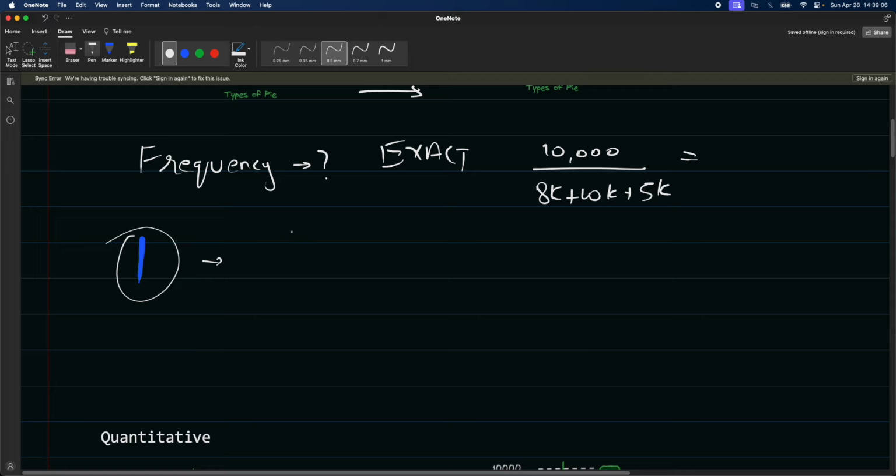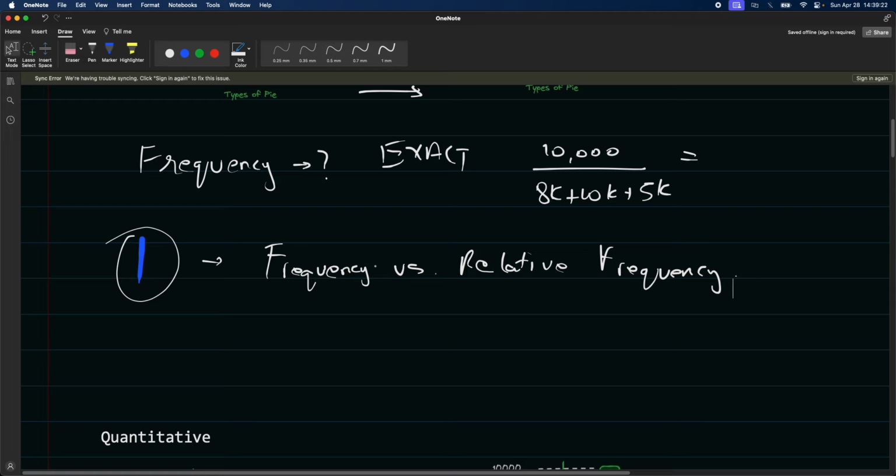So the number one big point is, what is frequency versus relative frequency. And if you can understand this, the rest of the chapter becomes easier. Okay, so that's everything about categorical variables.